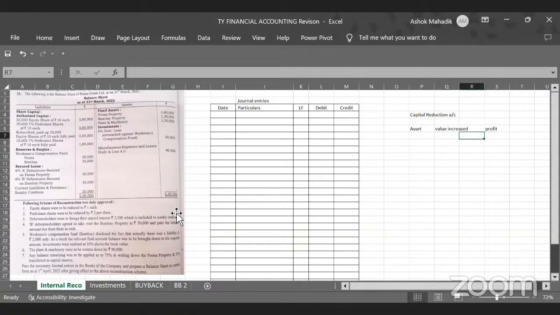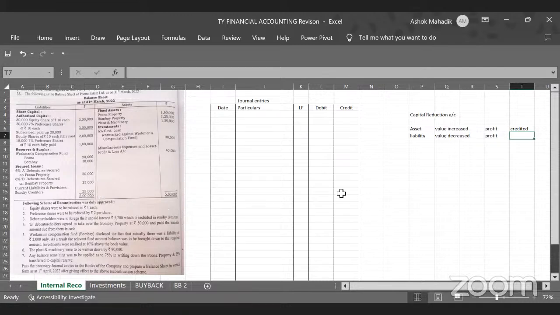Same way, if there is a liability and its value decreased, in that case also there is a profit, right? In such cases, in the journal entry, the capital reduction account will be credited. Okay. So similar to P&L account, we will be using capital reduction account to record profit or losses.